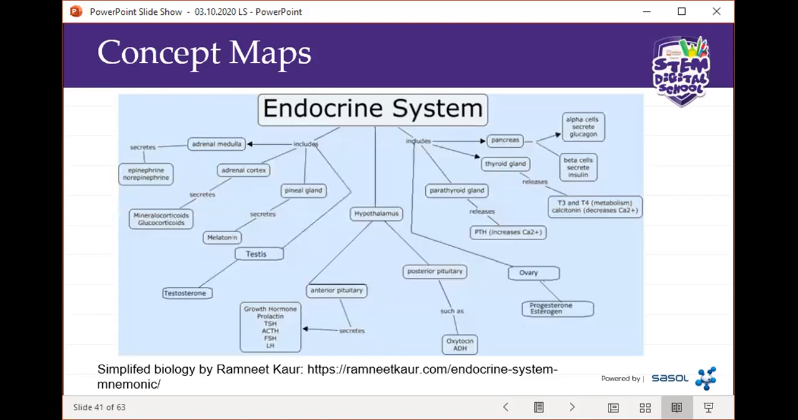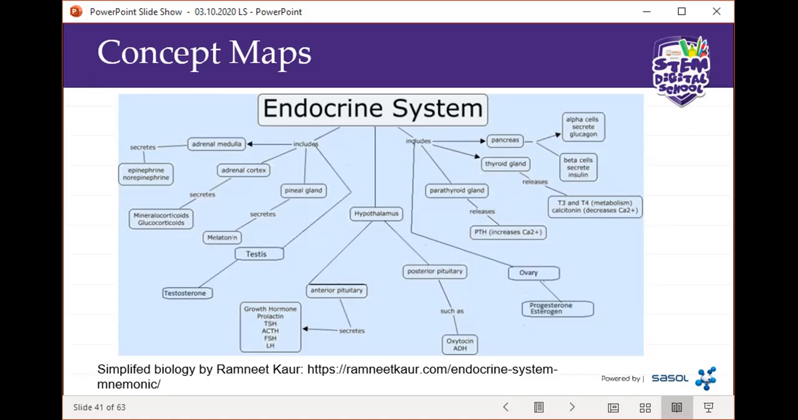All right, guys, just an important study tool: concept maps. Remember I did mention in one of the previous videos that we should not study all these topics in isolation, because somehow, somewhere they connect. A beautiful example would be the endocrine system as well as the nervous system.